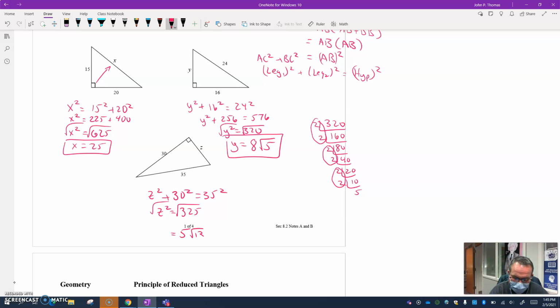I'll leave that part to you, as far as verifying that that does get to 5 root 13. So that's a quick little review of the Pythagorean theorem. I'm going to give you a way to reduce those triangles here in the next video.